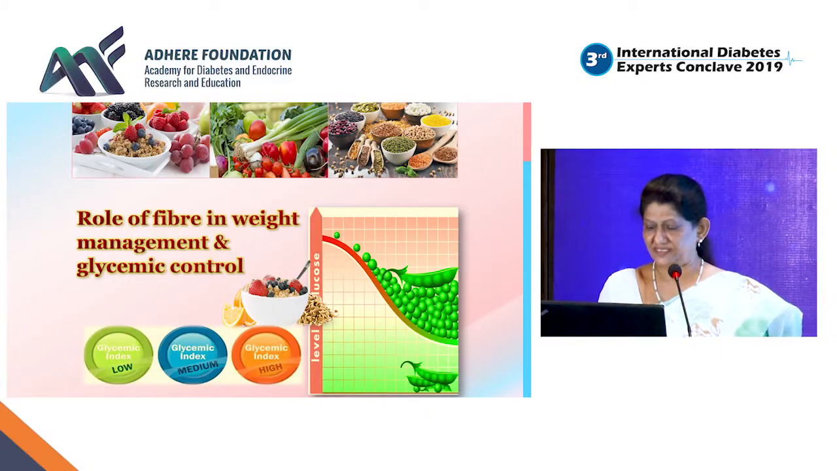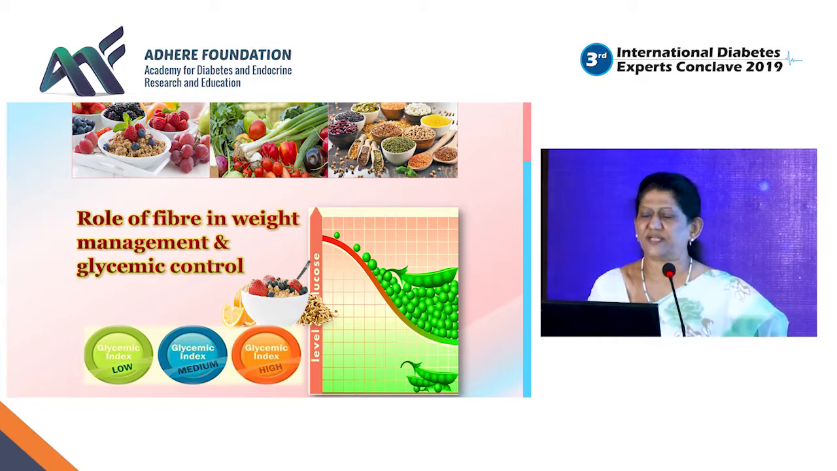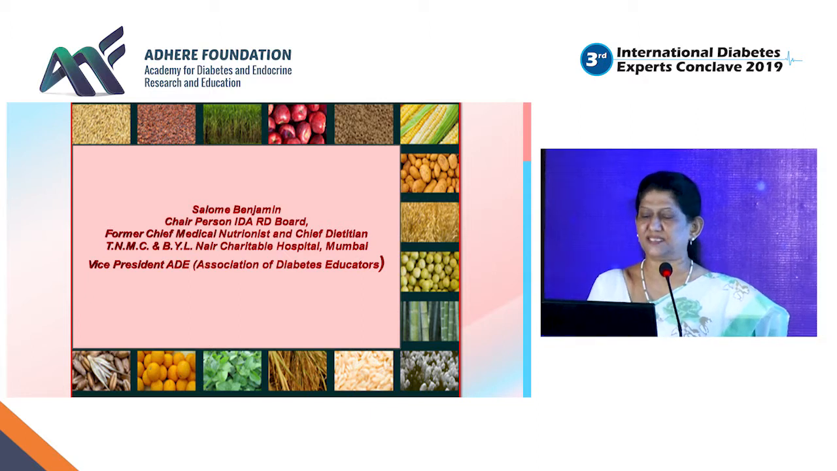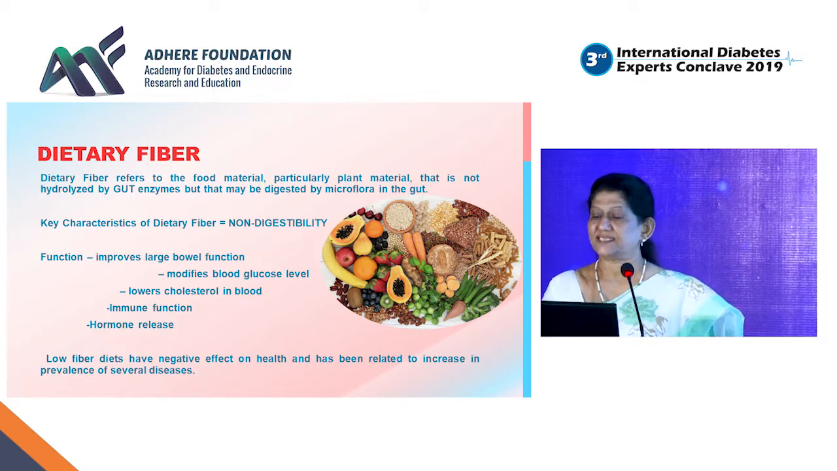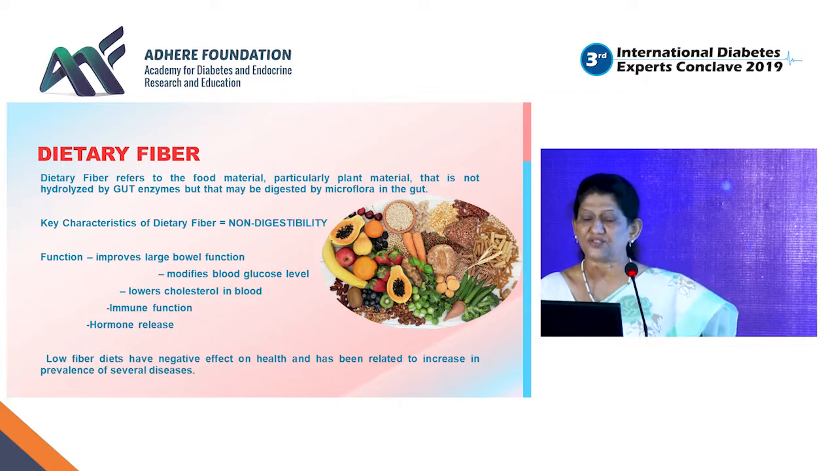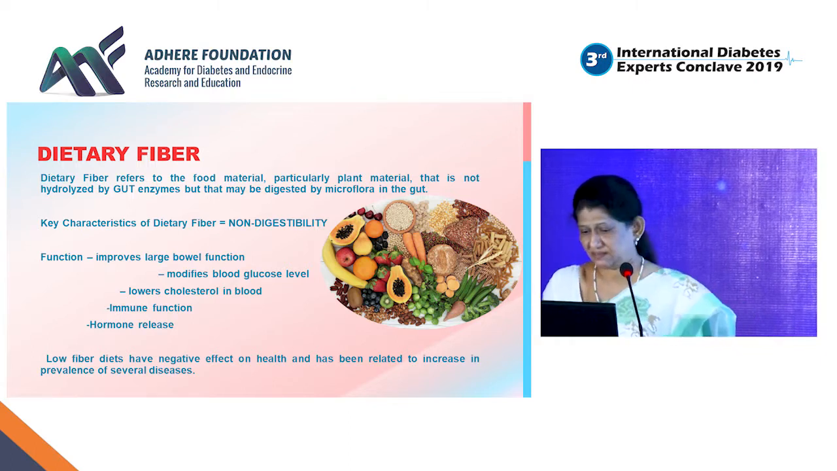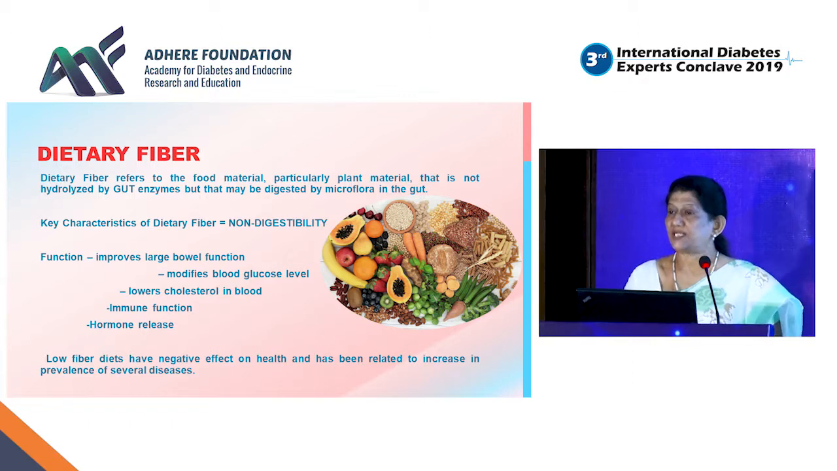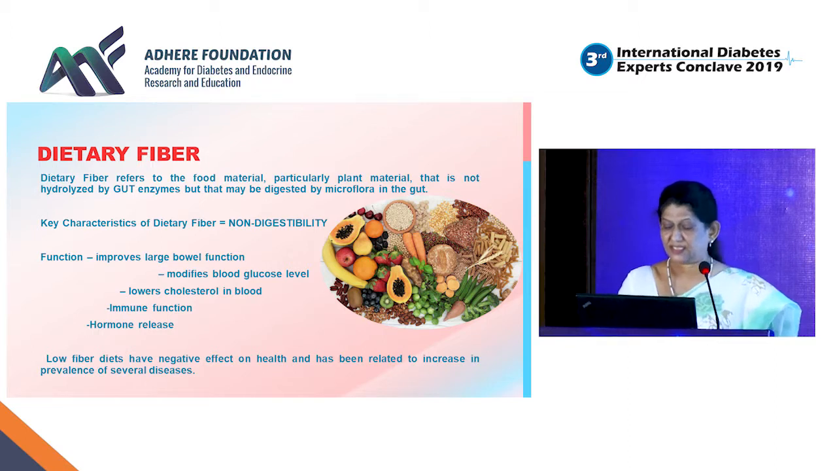Most of us are familiar with this topic: fiber. If we see the definition of fiber, it's a food material, or we call it an undigestible plant material which is not digested by the enzymes, but that may be digested by microflora in the gut. Now, a few characteristics or functions, the major ones: improves large bowel function, modifies blood glucose level, cholesterol in blood, immune functions, blood glucose lowering function, lowering cholesterol, and the hormone release, the gut hormone.